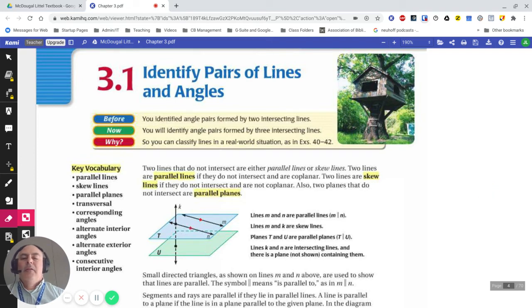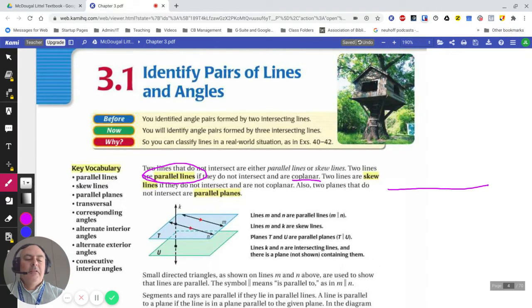In Lesson 3.1, we're going to be looking at relationships between lines and then ultimately angles formed from different types of lines. Let's start by looking at some line relationships. We know that two lines that never cross each other and are on the same plane, they are coplanar, are called parallel lines. So I can draw two lines and a line goes on forever in either direction. And when they're on the same plane, they're called parallel lines.